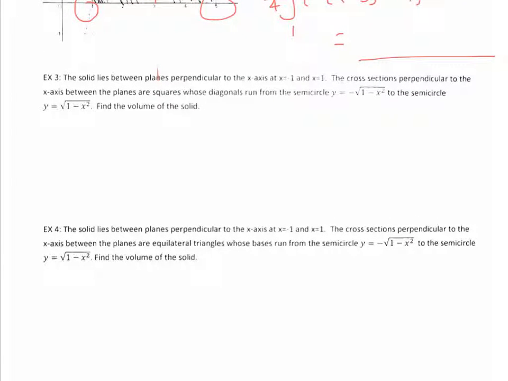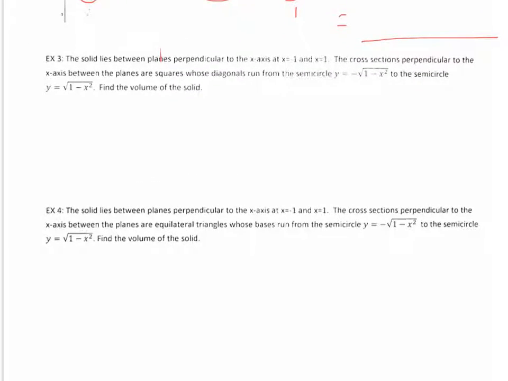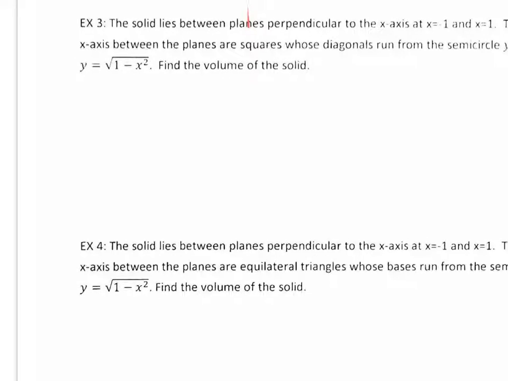So in example 3, I wrote it out for you in words, so you have an idea of the complicated nature of these problems when you have words instead of a diagram. It says the solid, meaning the base, lies between the planes perpendicular to the x-axis at x equals 1 and x equals negative 1. So I have an x-axis. At negative 1 and 1, I have planes. So my solid is in this region. That's what that first sentence tells me.